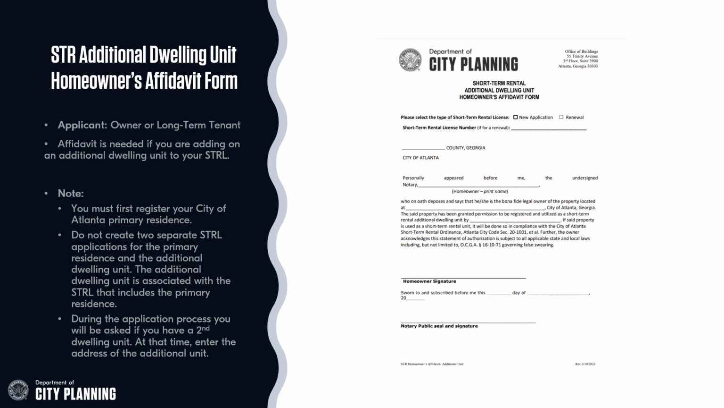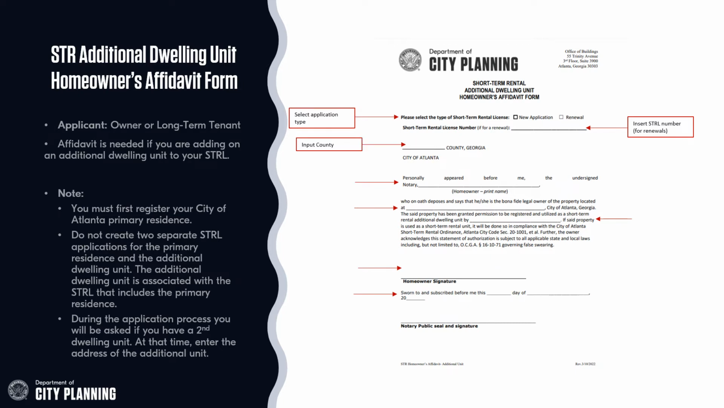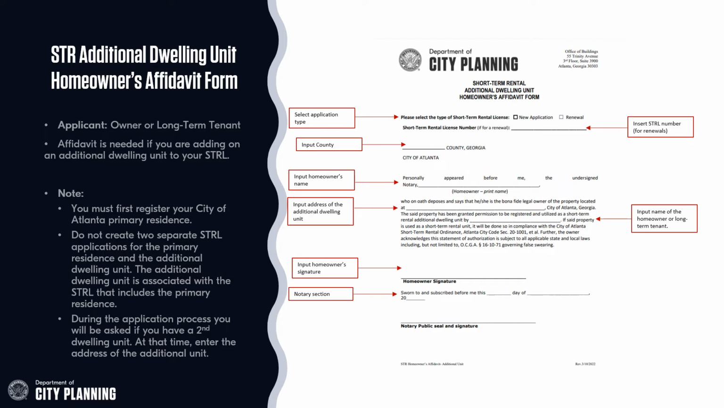During the application process, you will be asked if you have a second dwelling unit. At that time, enter the address of the additional unit. Let's fill out the document. Select application type, whether it's a new application or renewal. Insert STRL number, and this is for renewals. Input county. Input homeowner's name. Input address of the additional dwelling unit. Input name of the owner or long-term tenant. Input homeowner's signature. And below is for the notary.